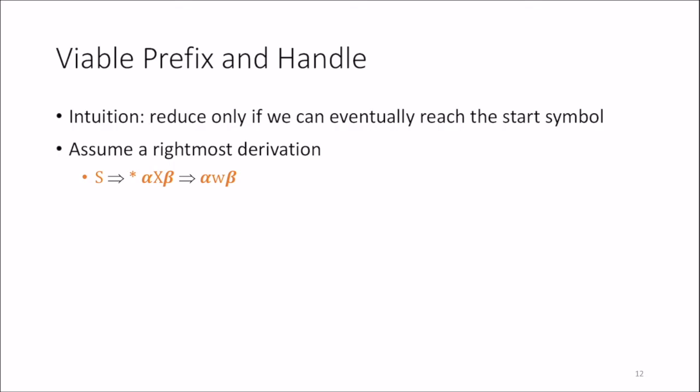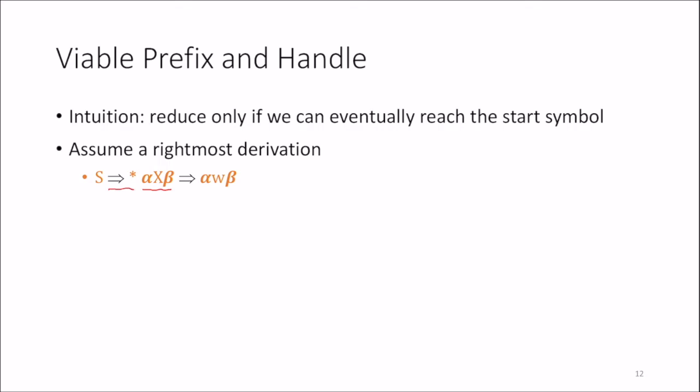So I want to define these two notions, a viable prefix and a handle. The intuition is that we want to reduce only if we can eventually reach the start symbol. As we saw, there are cases where there's a shift-reduce choice, but only one of them is actually a valid action. So let's assume a rightmost derivation. In this case, S in 0 or more steps can get to alpha x beta. Alpha and beta are strings of symbols. Whenever we use Greek symbols, they stand for some mixture of terminals and non-terminals, or just terminals. It depends on the definition.